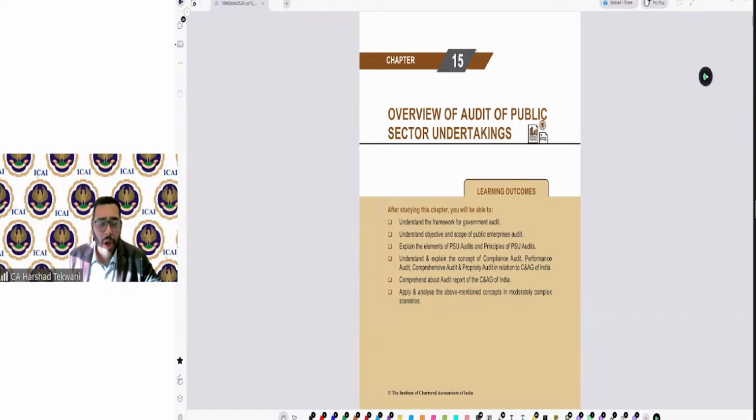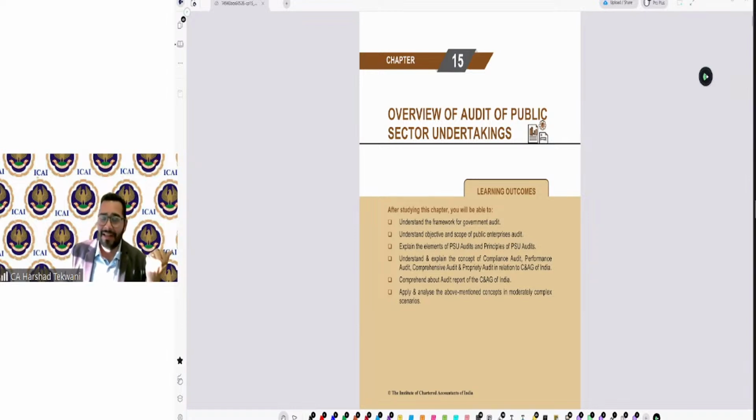Why are we studying this particular chapter? The reason is that auditing of a public sector undertaking is a bit different from what we have seen on auditing of a normal company. The logic is the same, but there are still some changes. We need to understand the environment of a public sector undertaking, how they function, how they work. Those things greatly impact the audit also.